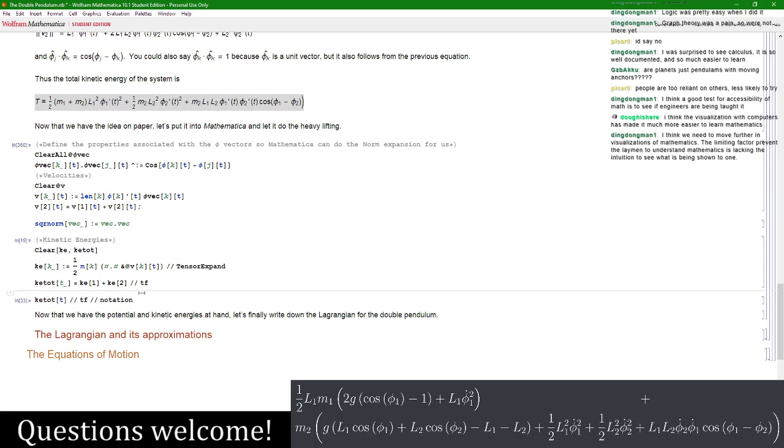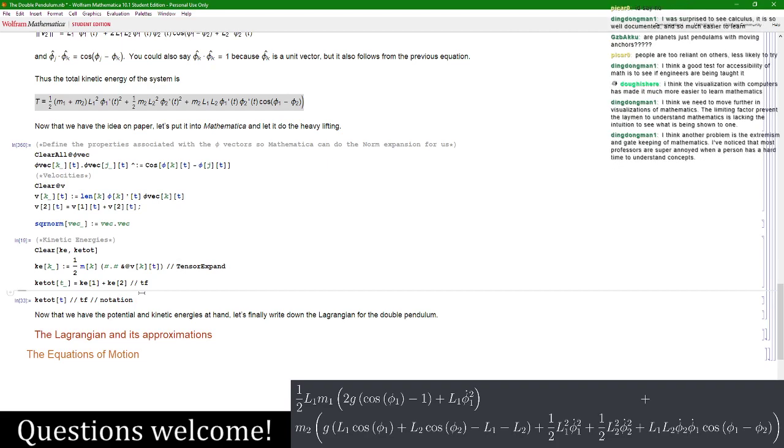Okay, so let's see. Back up a little bit. So Ding Dong, I was surprised to see calculus. It is so well documented and so much easier to learn. Yep, calculus has been around for quite a while, so there's been a lot of work on it, and a lot of pedagogy has gone into teaching it. A lot of thinking has gone into exactly the best ways to teach calculus and how people grasp ideas. Math education as a study is very popular. Science education as a study is very popular.